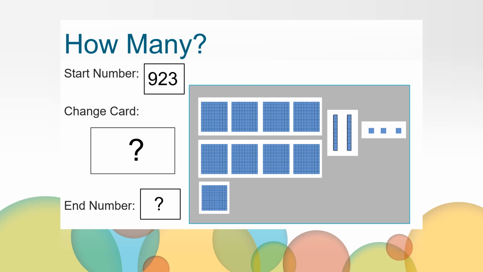Our new start number is 923, which is already drawn on your paper. Let's see what the change card tells us to do this time. Subtract or take away 200. Go ahead and show your thinking on your paper now. What will our new end number be? Let's check our work. If we take away 2 hundreds, how much will be left?